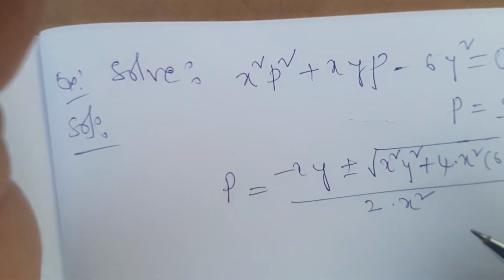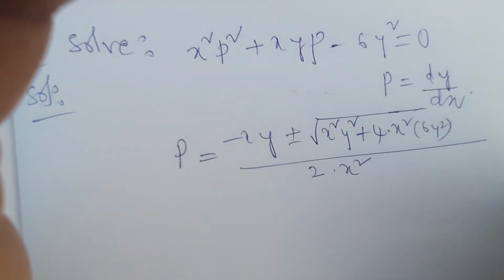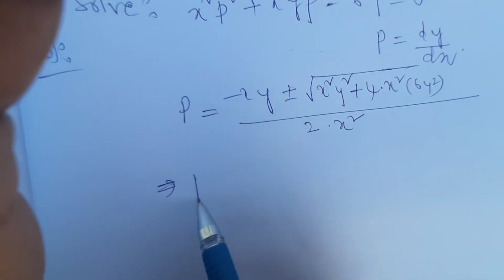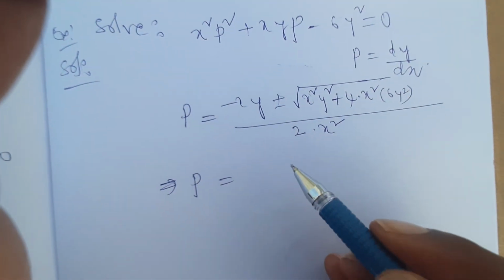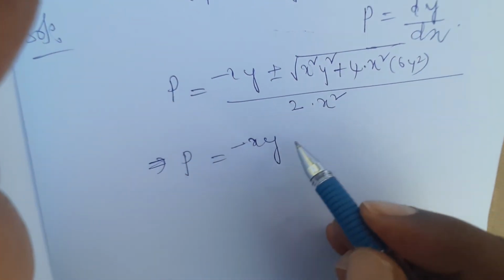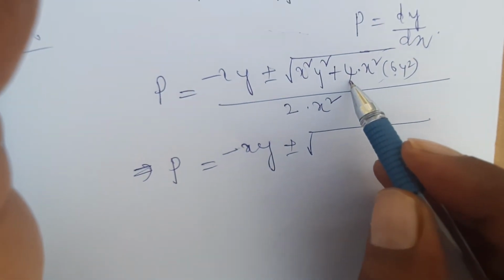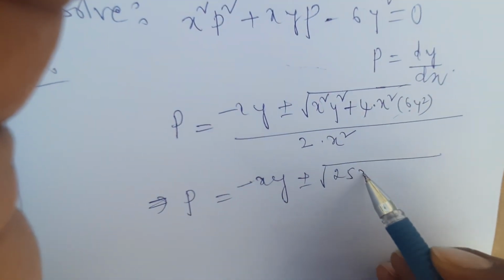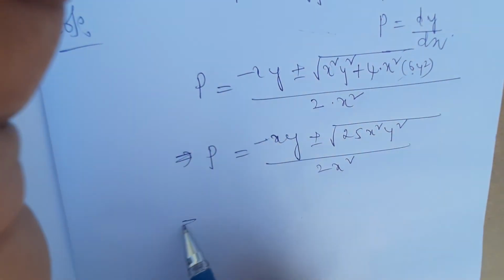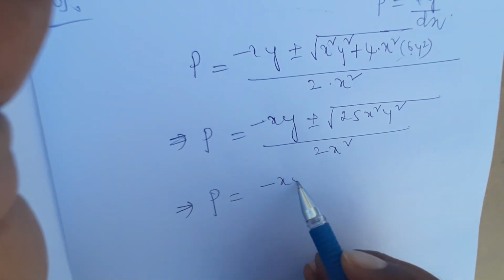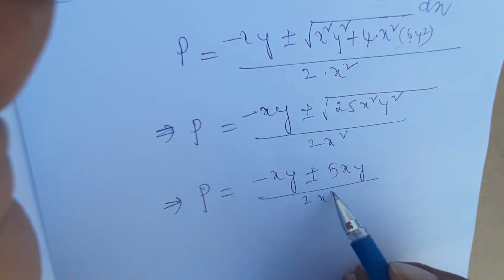You can get it like this, according to the general formula, minus b plus or minus root of b square minus 4ac by 2a. Then if I simplify this value, I get p is equal to minus xy plus or minus root of, 6 into 4, 24 x square y square plus x square y square, means 25 x square y square, by the denominator 2x square. So p is equal to minus xy plus or minus 5xy by 2x square.